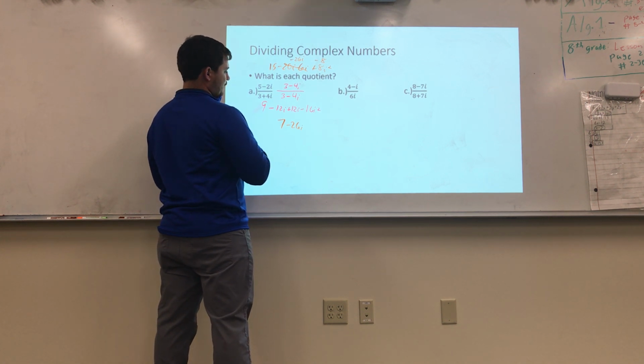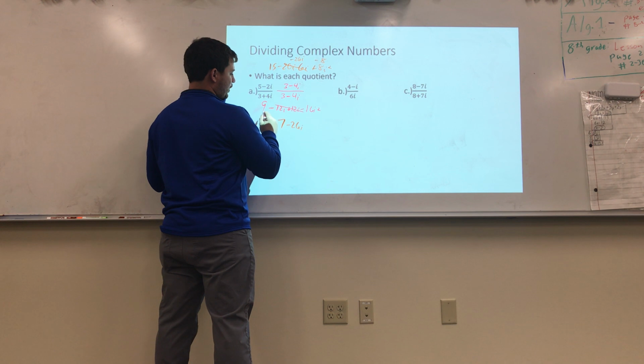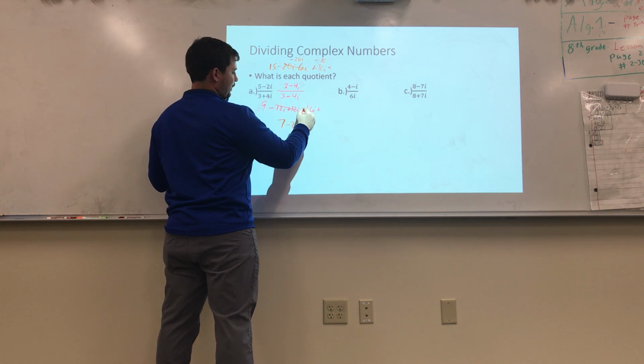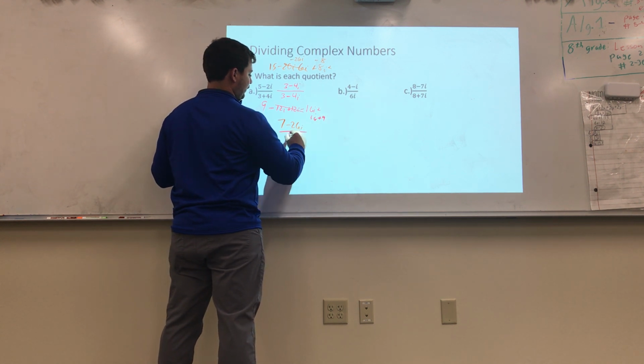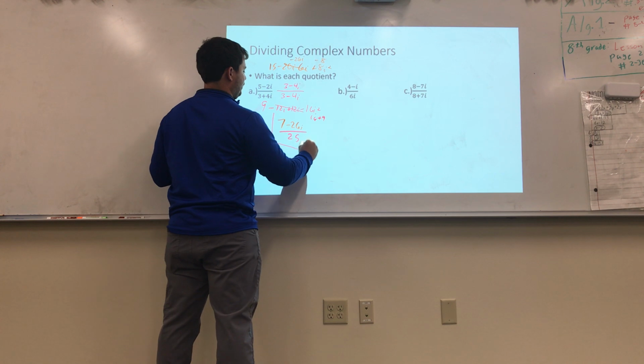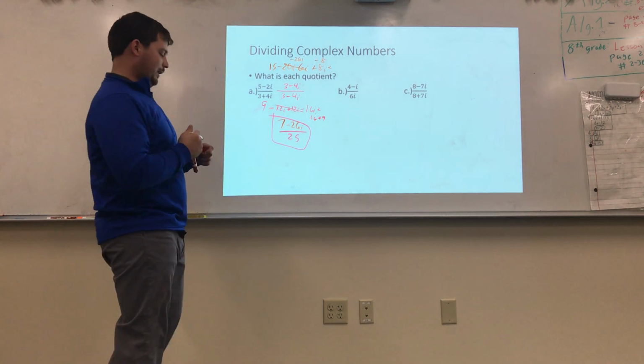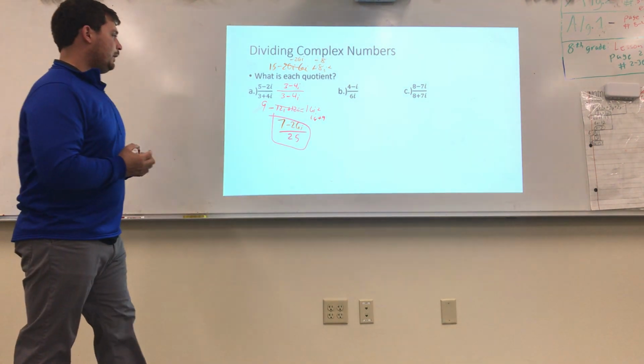Here, I am going to get this to cancel out. And then this is going to become negative 16 times negative 1, which is 16, plus 9, which is over 25. That is my answer.